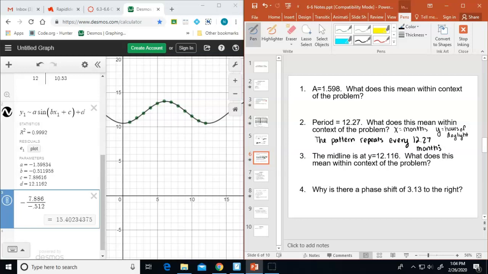It probably would be slightly more than 12, but I don't think it's as big as 0.27. I think it would be smaller than that because 4 years just makes up for 1 day. But you're right, it probably would be slightly above 12 for that. So we've got a midline at 12.116. What does this mean within context of the problem?